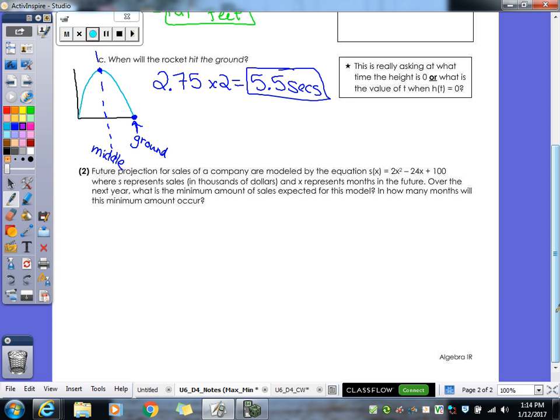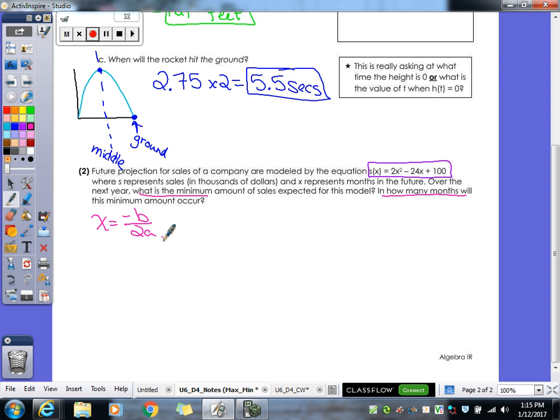So in our last question here, it says future projection for sales of a company are modeled by the equation given, where S represents sales in thousands of dollars and X represents months in the future. Over the next year, what is the minimum amount of sales expected for this model, and in how many months will this minimum amount occur? So we got 2 questions to answer here. What is the minimum, and in how many months will it occur? We can't find the minimum, though, until we know in how many months that is going to occur, because we have to find our X value first.